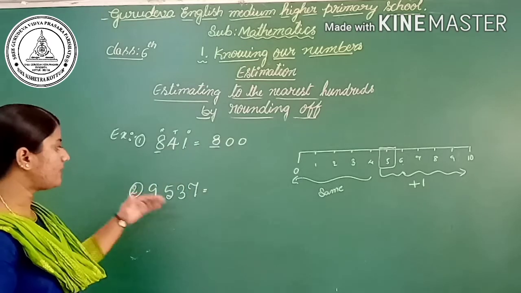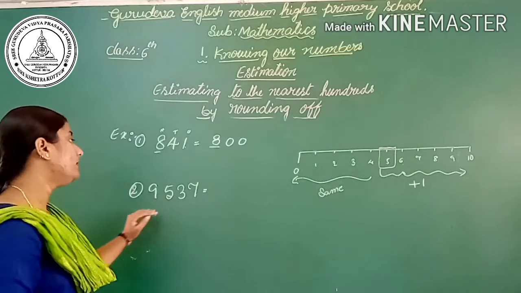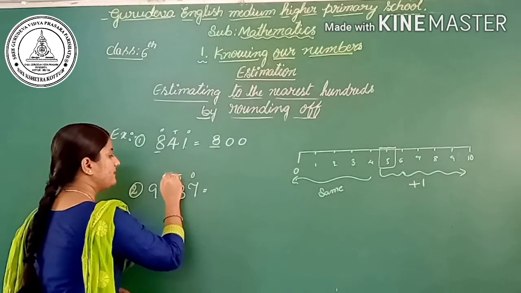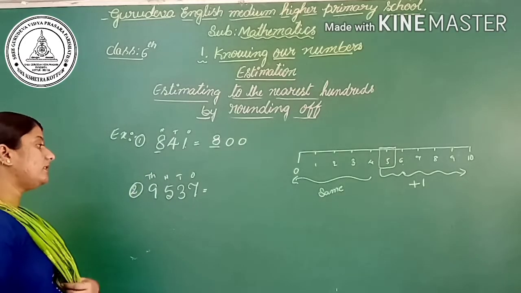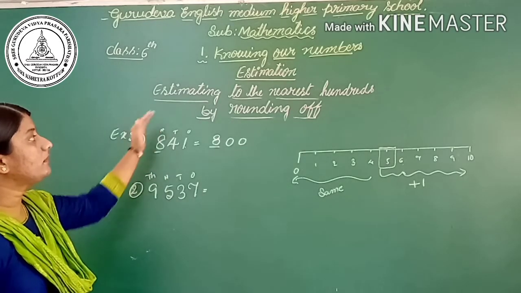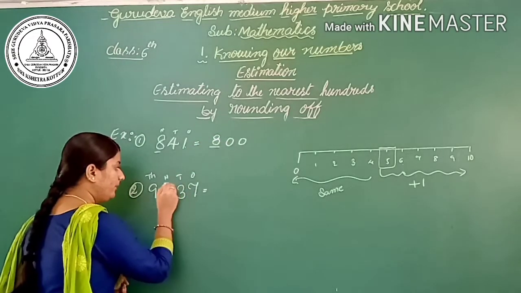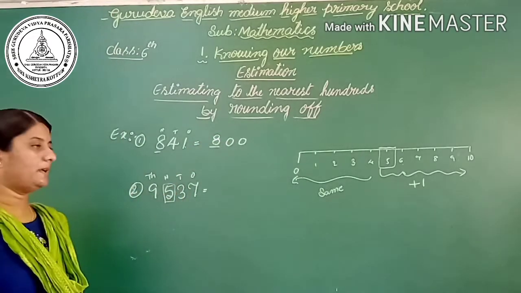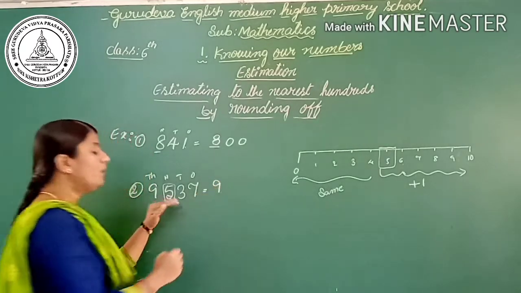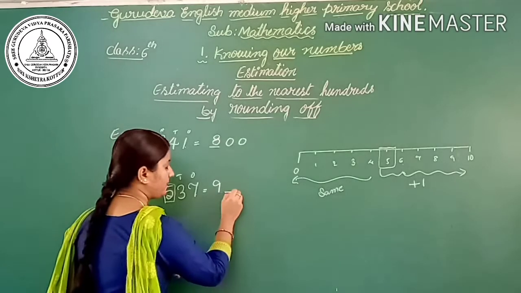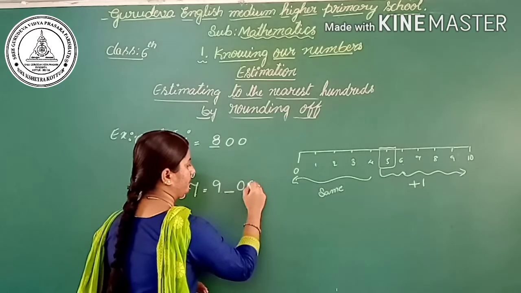Okay. Then the next example, 9537. So here are the ones, tens, 100 and 1000 places. In this we have to estimate, or round, to the nearest 100 place. So the 1000 place, write it as it is. Then the 100 place, keep it blank. Then the next 2 places should be 0.